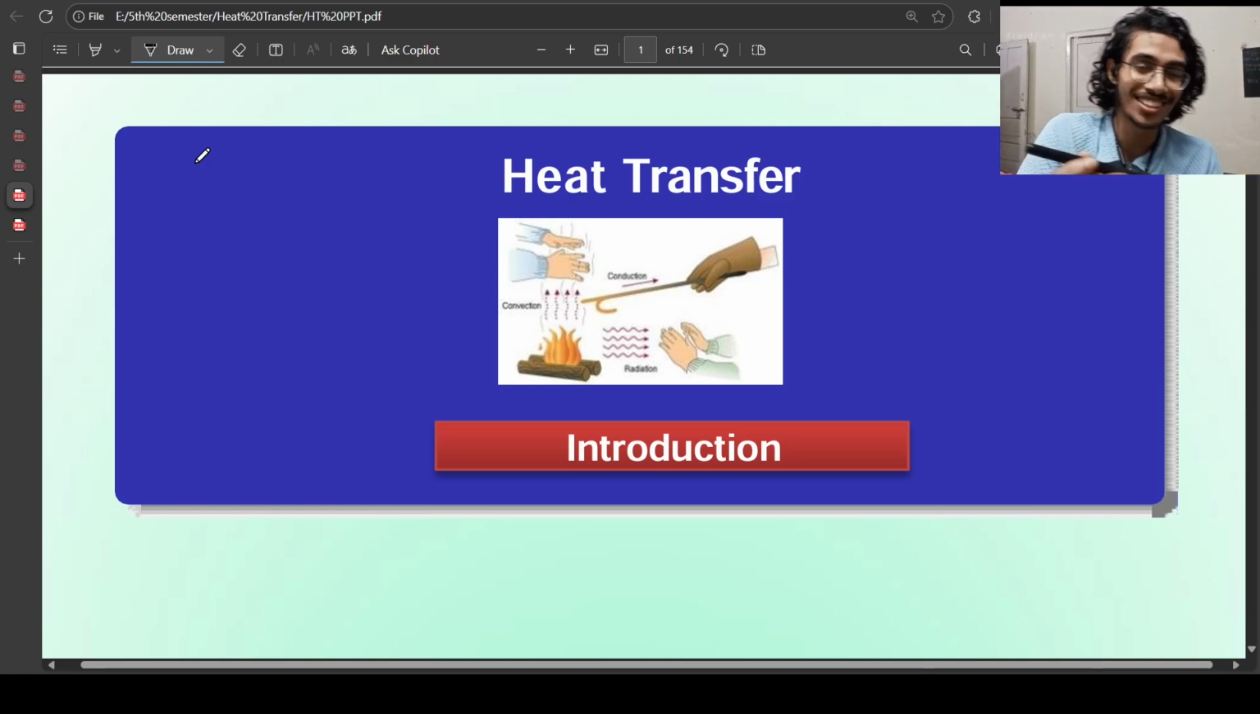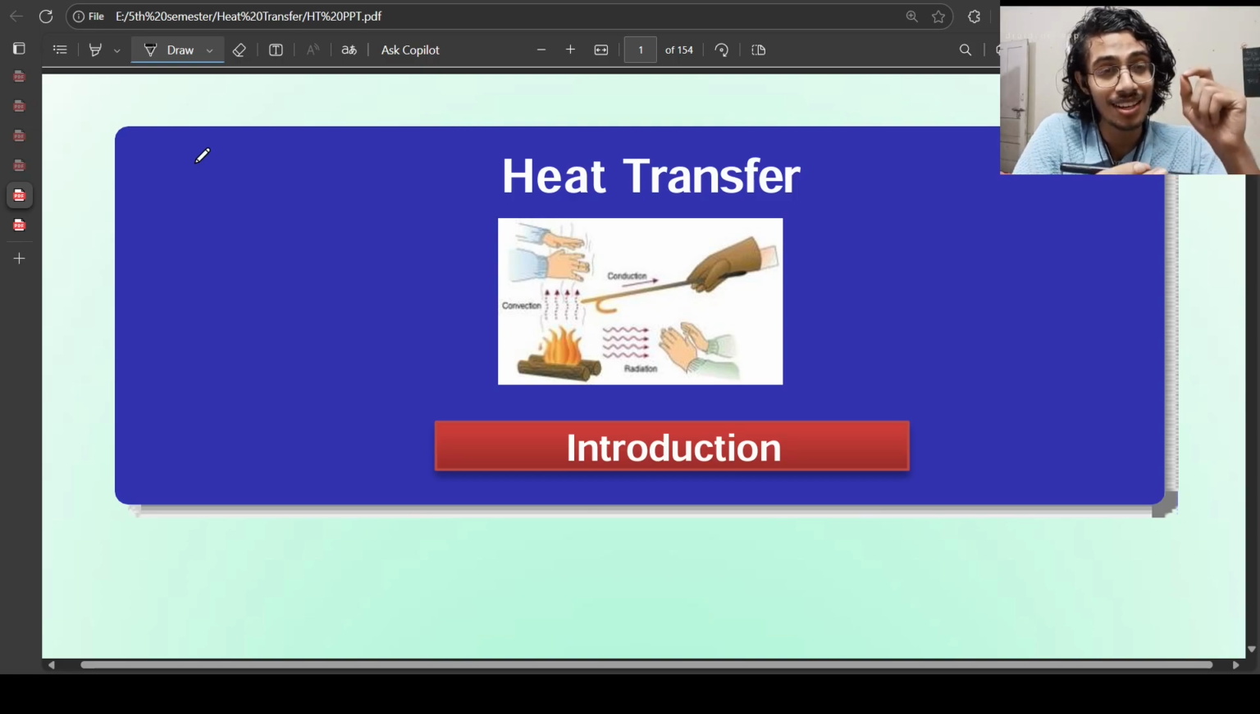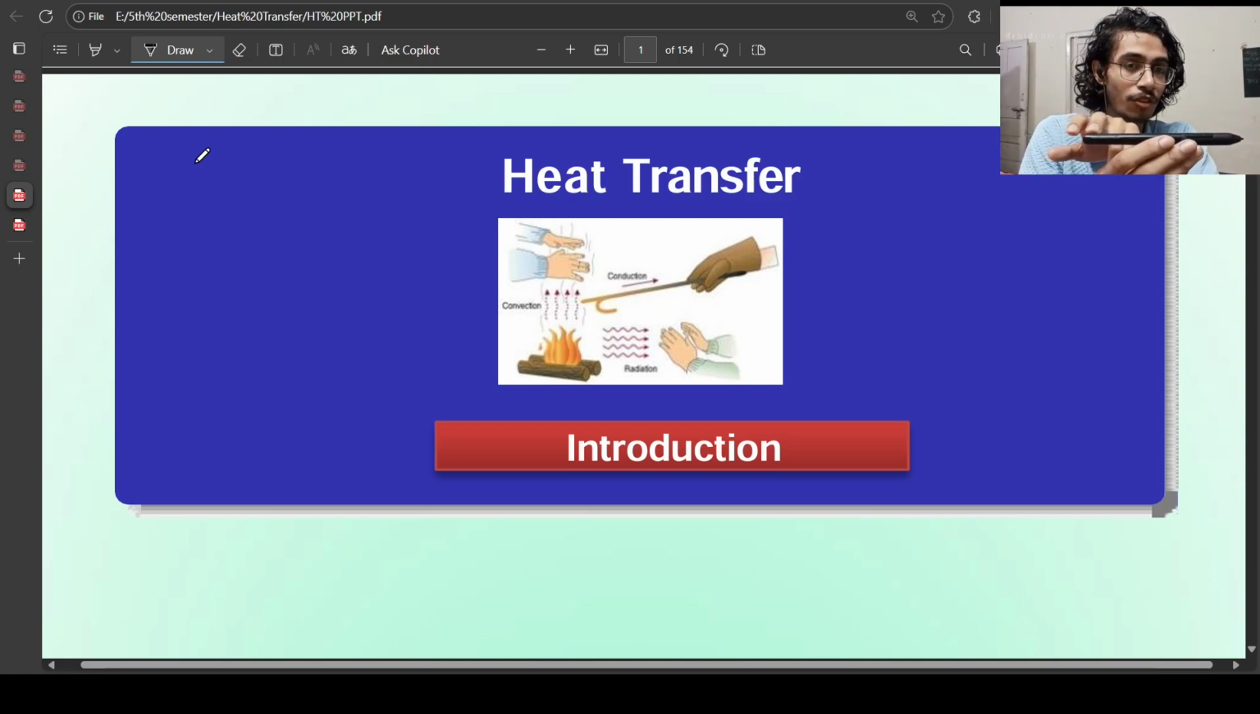What is temperature? Temperature is the measurement of heat. That means this part is more hot than this part, right? So this phenomenon is called the conduction of heat, because the heat is conducting from this part to this part. So this is a classic example of heat transfer, and this is the conduction mode of heat transfer.